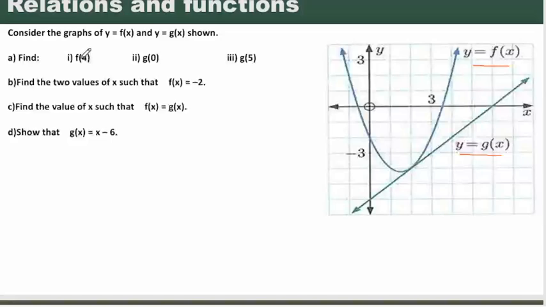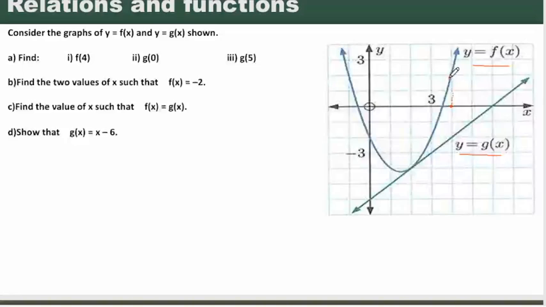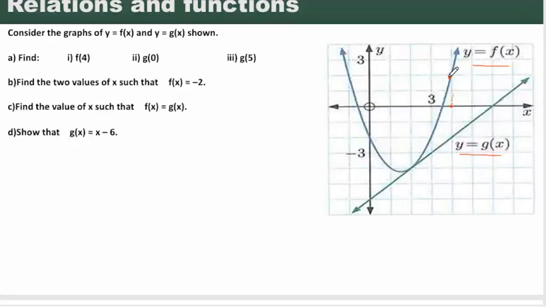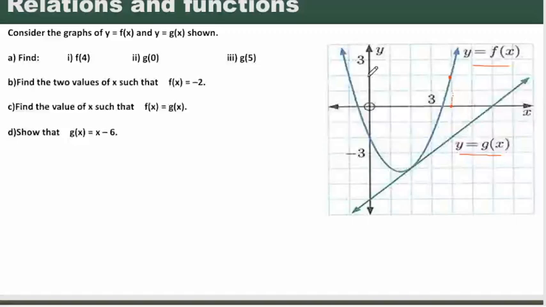To find f of 4, that means I have to go to the right side on the horizontal line for 4 units. 1, 2, 3, 4. And then to see what my y is where x equals 4, where it cuts the graph, I will come up vertically and see that it cuts the graph here, so y would be 2. So I write f of 4 is 2.